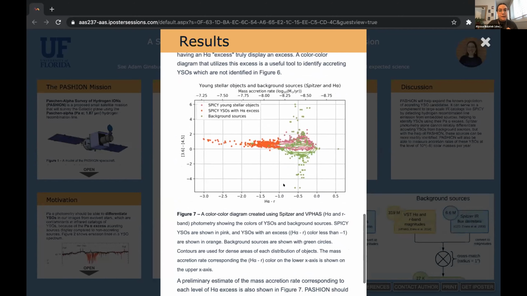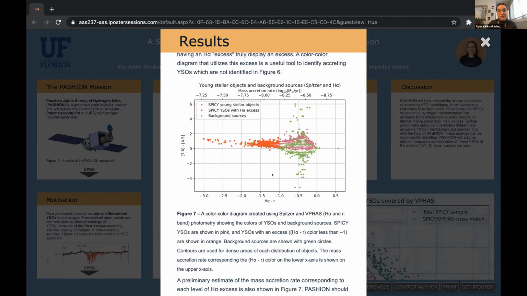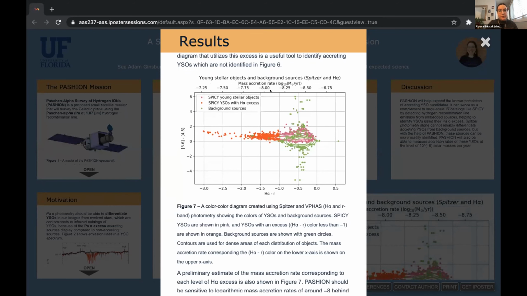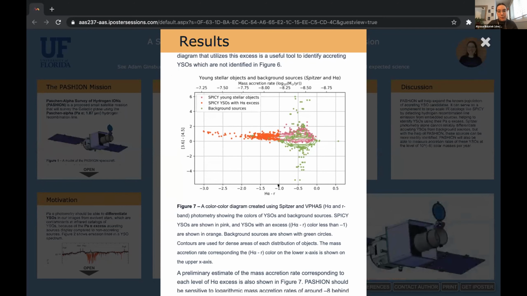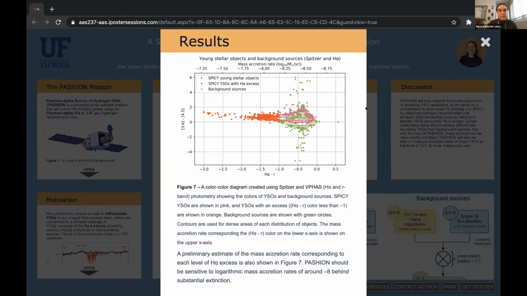But when we incorporate the H-alpha emission line data, we notice that if we consider sources that have a clear H-alpha excess, defined as to the left of the H-alpha minus R is -1 line, we're much more easily able to differentiate these accreting YSOs from background sources, which tend to occupy a different place on the color diagram. And also, just as a quick metric, we're able to estimate some mass accretion rates corresponding to each of these H-alpha minus R colors. And we'll be able to detect with PASHION mass accretion rates of on the order of 10 to the -8 solar masses per year behind substantial extinction.